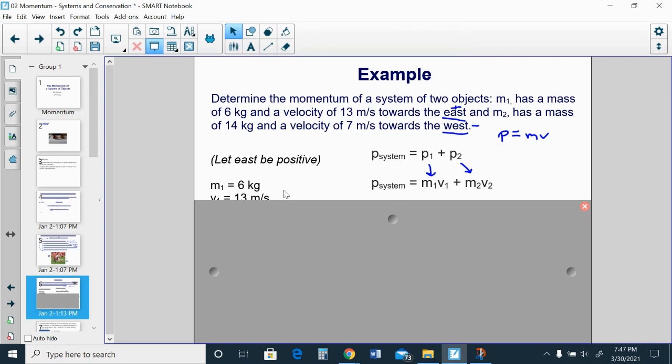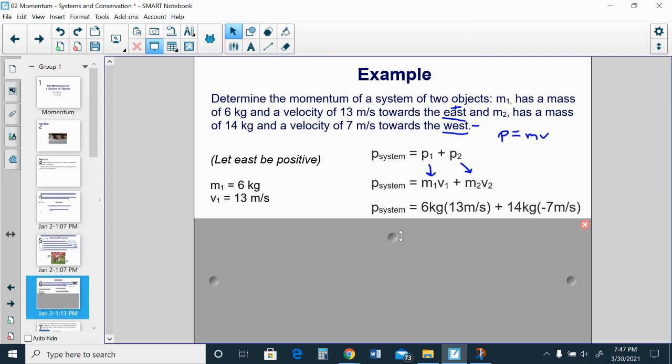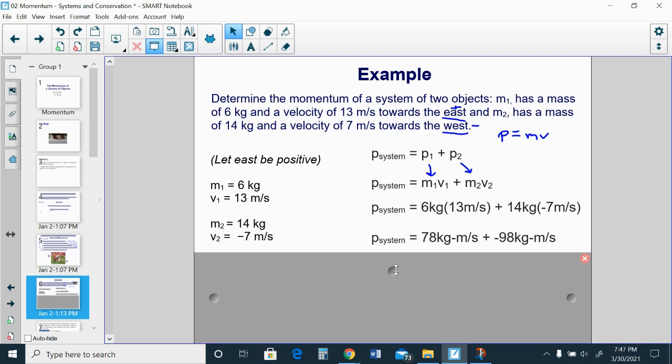Now on the left here, we have a summary of what has been given. So object 1 is 6 kilograms, and it's going 13 meters per second. And since it's heading east, we've determined that is the positive direction. So it is positive 13 meters per second to indicate direction there. For object 2, we've assigned it a negative value for the velocity because it's heading west. That is the opposite direction of east. So it is assigned a negative value, and that is 14 kilograms in mass.